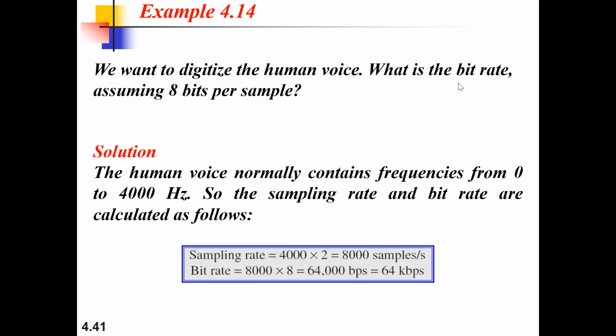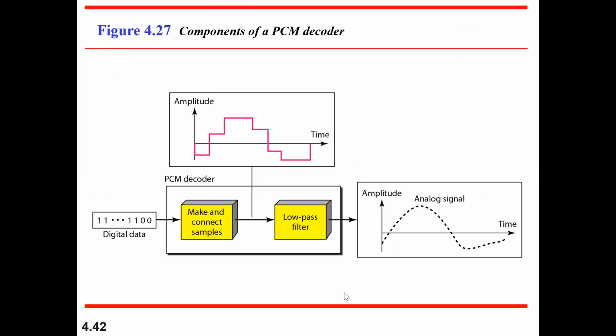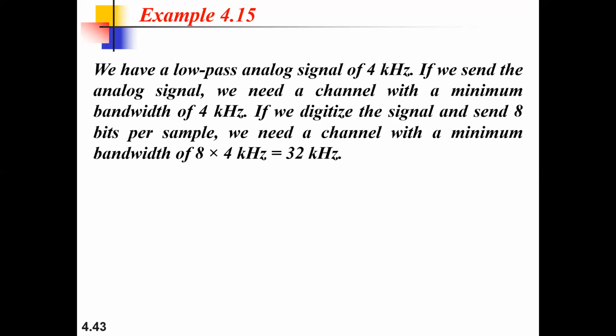So what they have asked is what is the bit rate assuming 8 bits per sample? That means I need to calculate the bit rate. How to calculate the bit rate with respect to sampling rate? So bit rate will be nothing but how many samples you have multiplied by how many bits per sample. So it is nothing but multiplied by 8. That is nothing but 64 kbps of bit rate, or bits that can be transmitted per second. That's what it says with respect to human voice. Okay, this one we have seen.